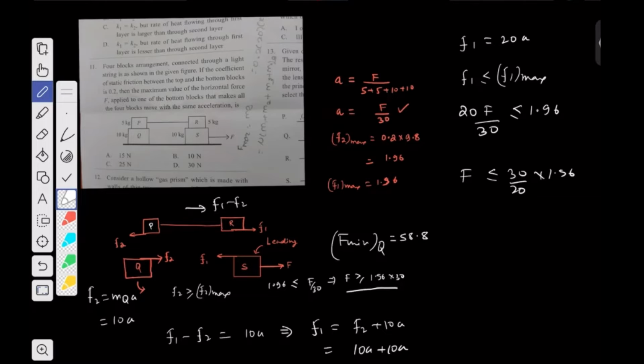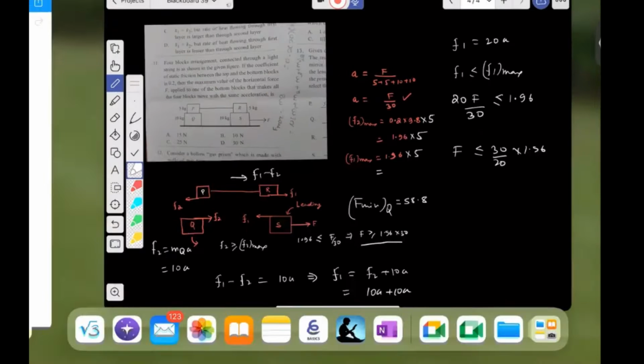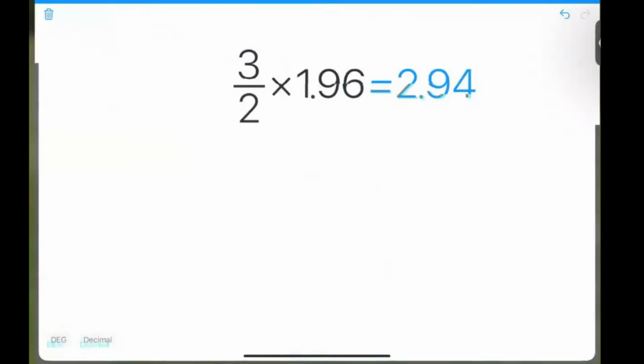F1 max is, sir, we got 0.2, 58.8, 9.8. Sorry, so 9.8 into 5. No, friction force is not 1.96. 1.96 into 5, how much is it? 9.8. Just a moment, 9.8 into 5. I forgot to multiply by 5.